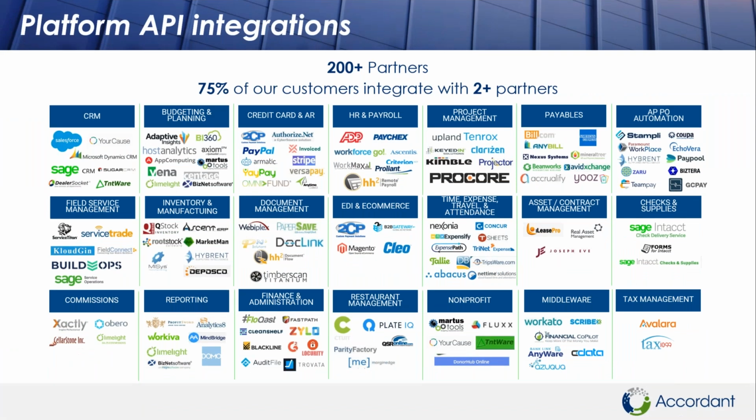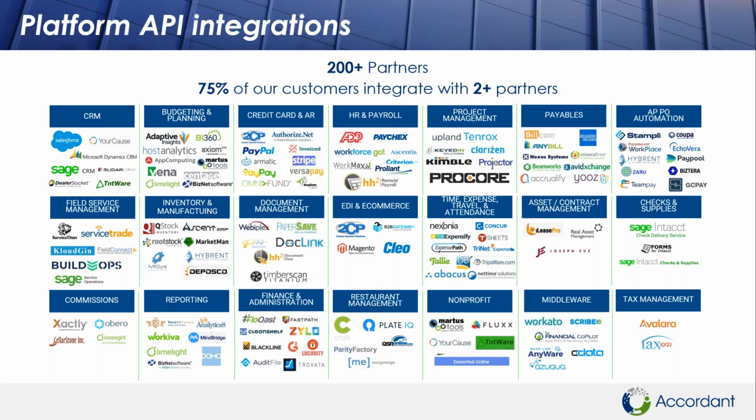Here's a list of some of the Sage Intacct marketplace partners that some of you might be using today. All of these partners offer an API level integration to Sage Intacct. An API integration means that we're not exporting data from one application and importing that to another, but rather on an approved transaction or entry, it posts from perhaps Procore directly into Sage Intacct.